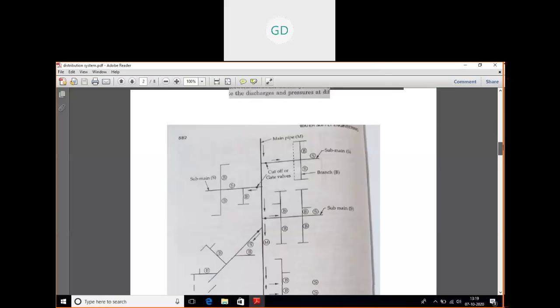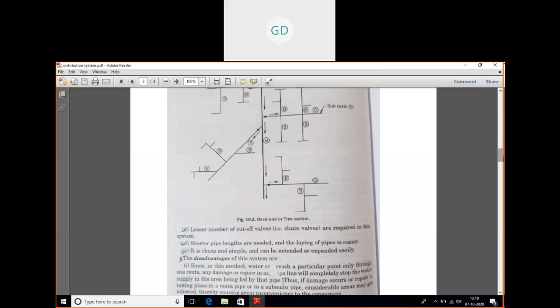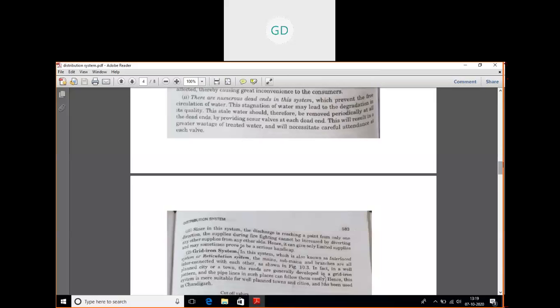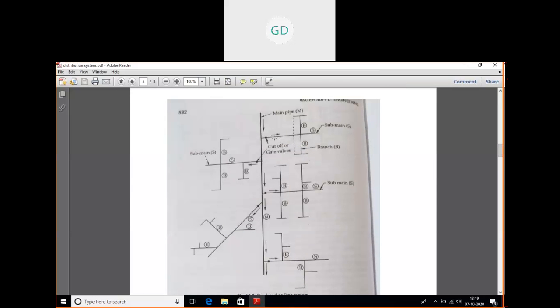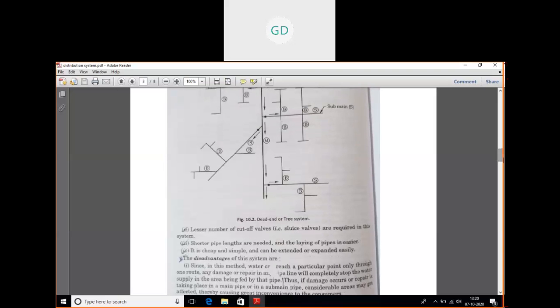The next advantage is that a lesser number of cutoff valves are required in this system. From the diagram itself you can see that only a few cutoff valves are present, like this one, one, two, three, four. These are very few. So fewer cutoff valves are needed in the dead end system, and also a shorter length of pipe is needed, since there are submains and laterals. Longer pipes are not needed here, and it is also cheap and simple, and it can be extended and expanded easily. So these are the advantages.